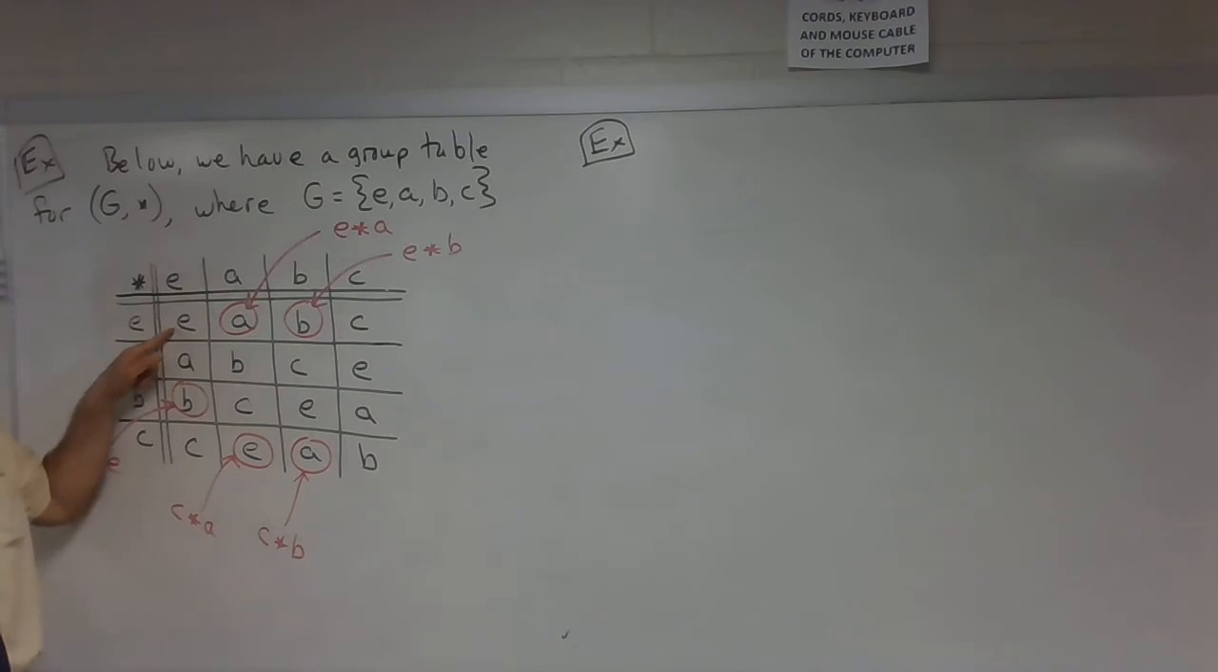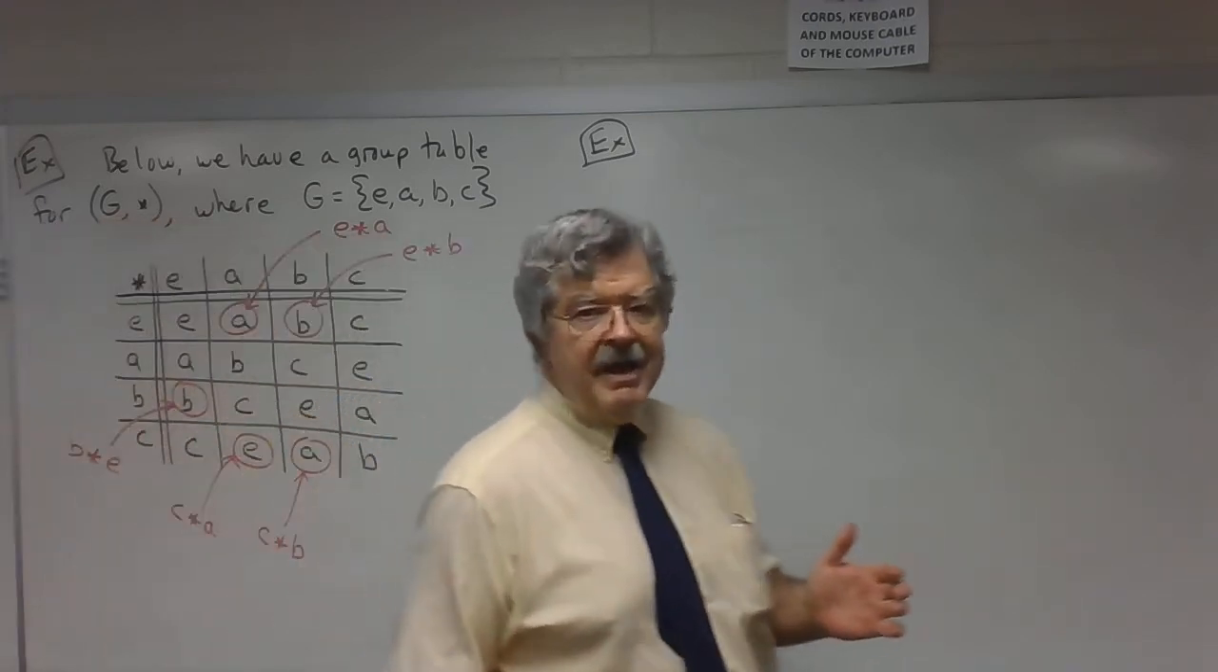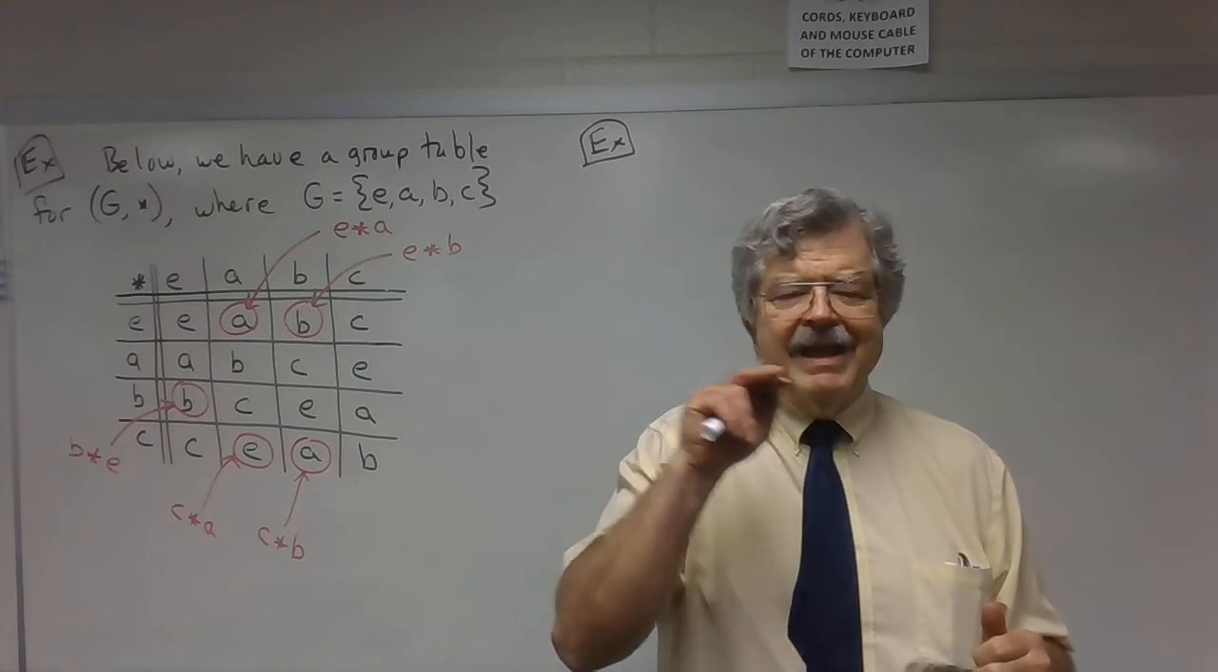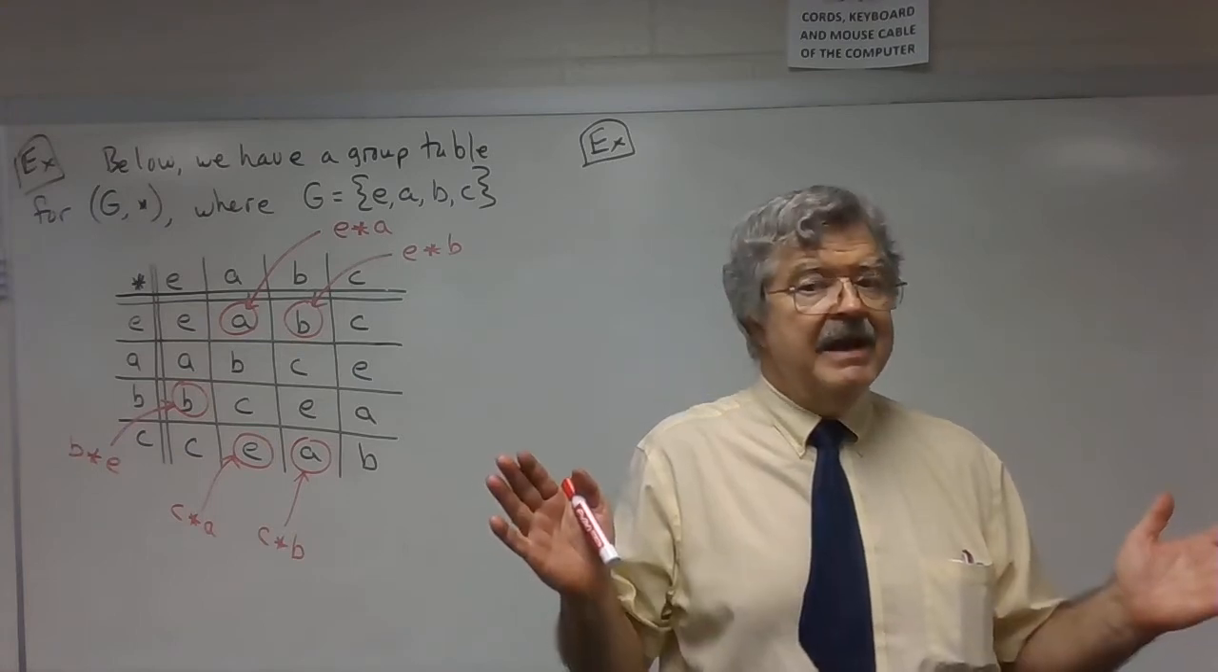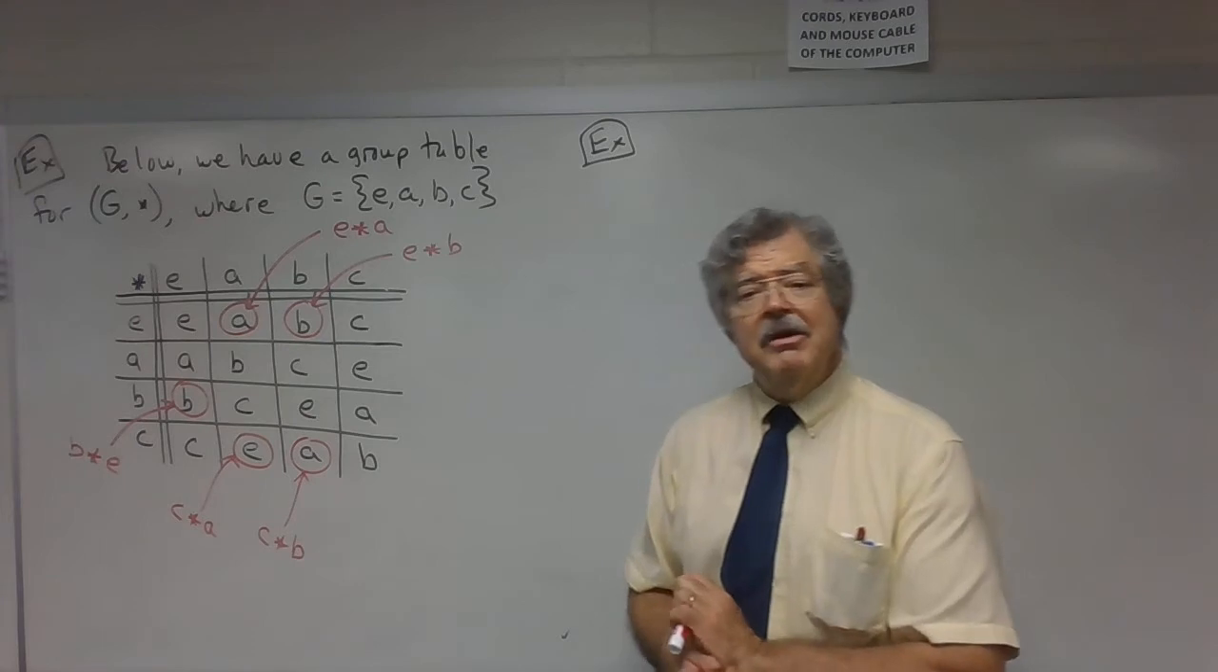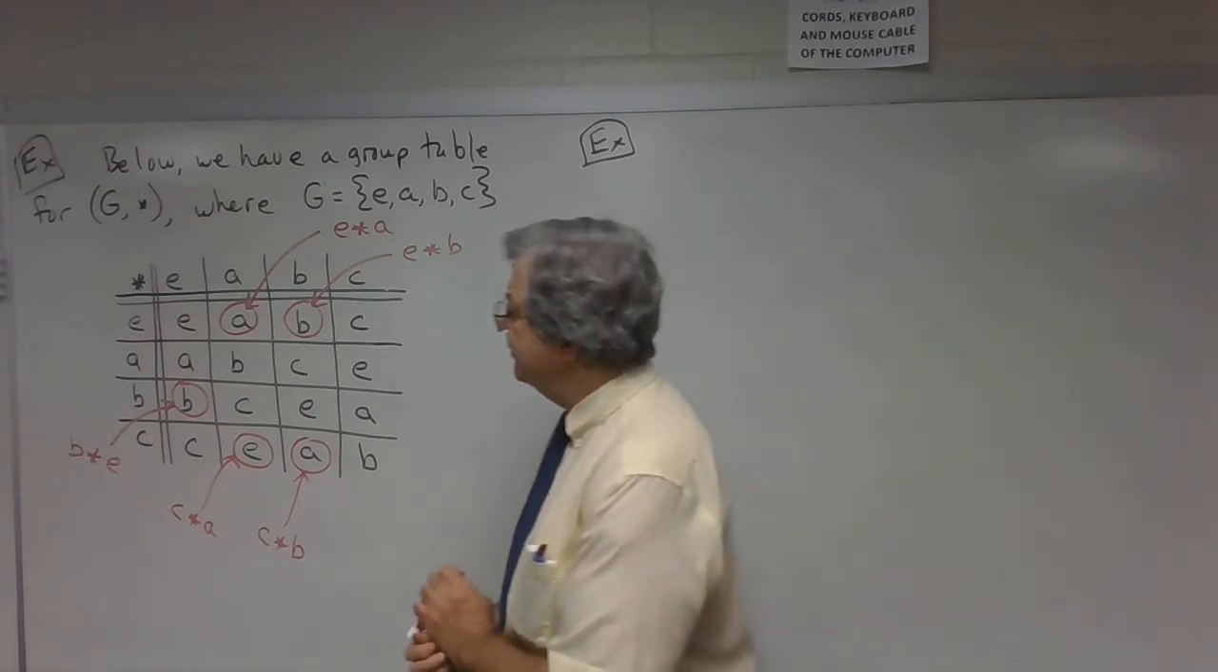This element is E star E, and the identity, when we multiply it by anything, gives us anything. So E star E is E, E star A is A, E star B is B, E star C is C, because the identity has the property that E star anything is that anything. And a similar thing happens in the first column.